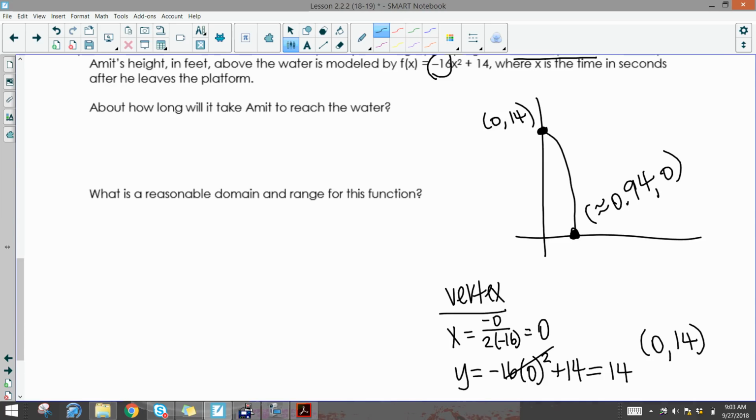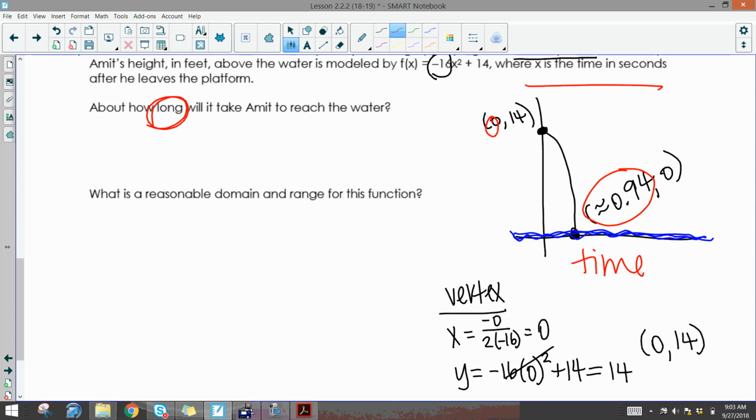Okay, so here it says how long will it take him to reach the water. You guys, you need to remember the water is here. So the ground, the water, things like that. He's jumping from here into there. Well, how long will it take him? How long is an x value? So if this is my time in seconds, he starts at 0. The whole jump goes from 0 to about 0.94. So it takes about 0.94 seconds for him to hit the water.